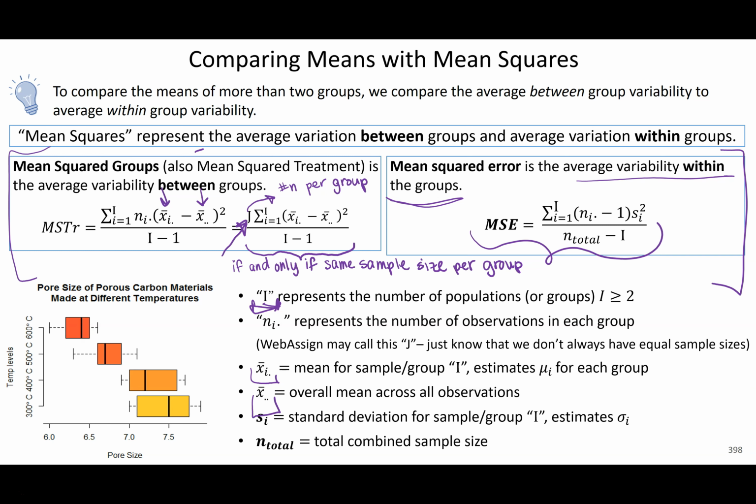If you see just X bar dot dot, that's saying this is the overall mean. So if I averaged all of the observations, regardless of whichever groups they're in, this is the overall mean, or we also call it the grand mean. S i is the standard deviation for that particular group. And then I use N total, the total combined sample size.